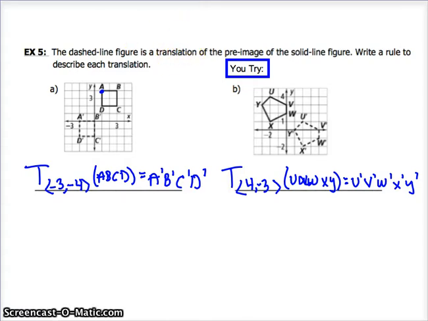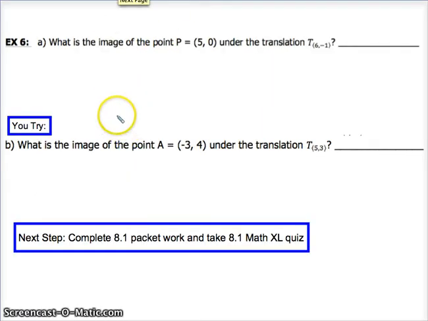All right, last ones. I've just given you an ordered pair, okay, and then we're going to figure out what is the new ordered pair under this translation. So remember, the translation tells us how much to move to the right and then how much to move up or down. Okay, so we can basically just add these to our ordered pair. So for part A, it says, what is the image of the point P, which is 5, 0, under the translation 6, -1? Well, I'm going to add 6 to the X, right? So that gives me the new point 11, and I'm going to subtract 1 from the Y, so that gives me -1. All right, you try part B real quick, and then check your answer.